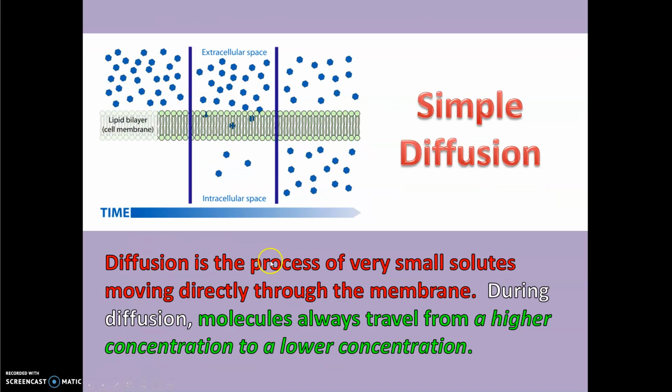Diffusion is the process of very small solutes moving directly through the membrane. So think of carbon dioxide, oxygen, different things like that. And we have very small things and they fit through the cell membrane and they can just pass through. So during diffusion, molecules will always travel from a higher concentration to a lower concentration. And here in our picture we have a high concentration on the outside of the cell and no concentration on the inside, and then slowly through time we have the molecules diffuse into the cell until we reach equilibrium and we have the same amount on both sides.